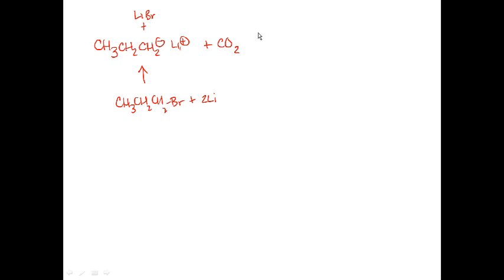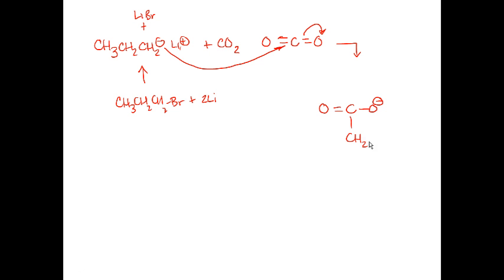So my CO2 has an oxygen double bonded to a carbon, 2 oxygens. So the C minus comes in and attacks this carbon. Pair of electrons moves over here. And so I end up with the oxygen bonded to the carbon. I end up with an O minus over here. And then I ended up with my CH2, CH2, CH3. So the propyl group came from the organolithium or the Grignard.